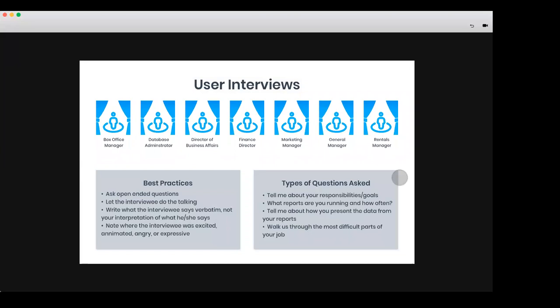So the types of questions that we asked for this reporting set of user interviews were, tell me about your responsibilities and goals, what reports are you running and how often, tell me about how you present the data from your reports, and walk us through the most difficult parts of your job. We then discuss all of the interview results as a team.